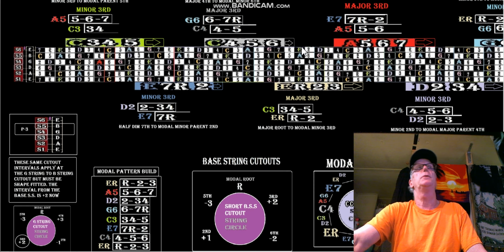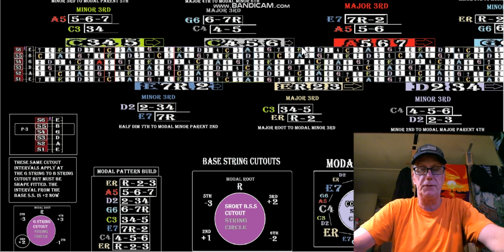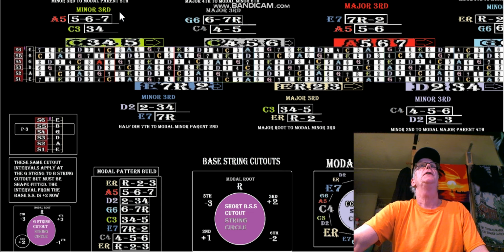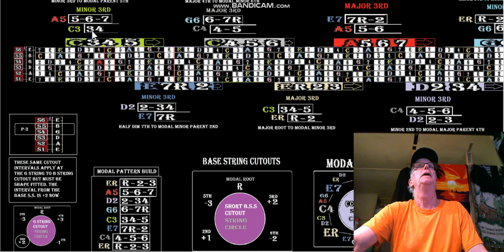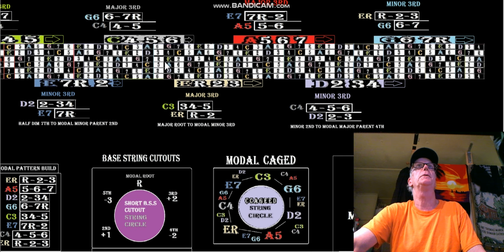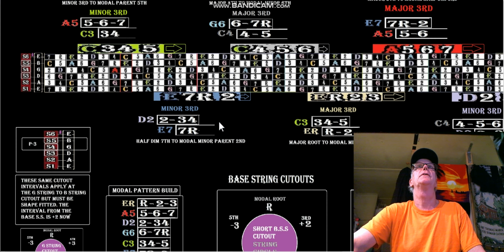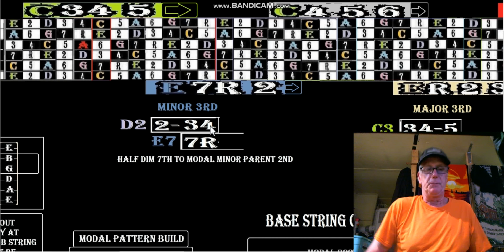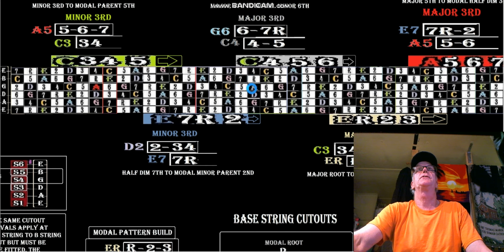And that was simply, and we'll end the lesson with this rule, this idea. An easy way to remember this is that minors on the second string are going to take a minor third, and majors are going to take a major third. That's one way of looking at it. But what does half diminished do? Well, it's going to be a minor third, right? Here it is. 7 root's going to take a minor third to its minor parent. So that's about the gist of today's study.